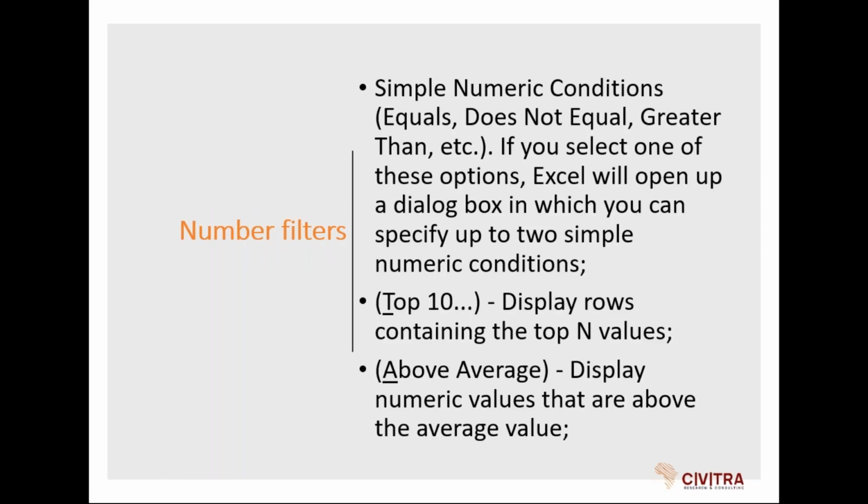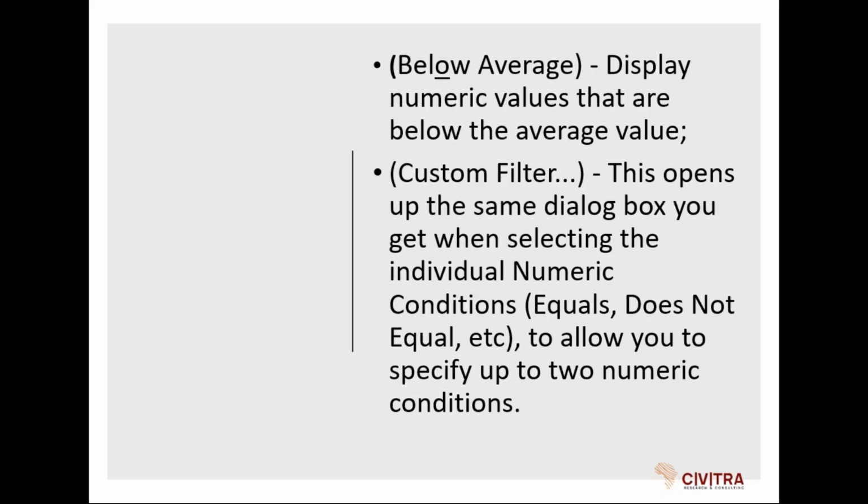When it comes to number filters, there are simple numeric options such as equals, does not equal, greater than. If you select one of these options, Excel will automatically open a dialog box in which you can specify up to 2 simple numeric conditions. For example, top 10 displays the rows containing the top n values. Above average will display numeric values that are above the average value. Below average will display numeric values that are below the average value. Custom filter will enable you to create your own new filter that you want to be met.